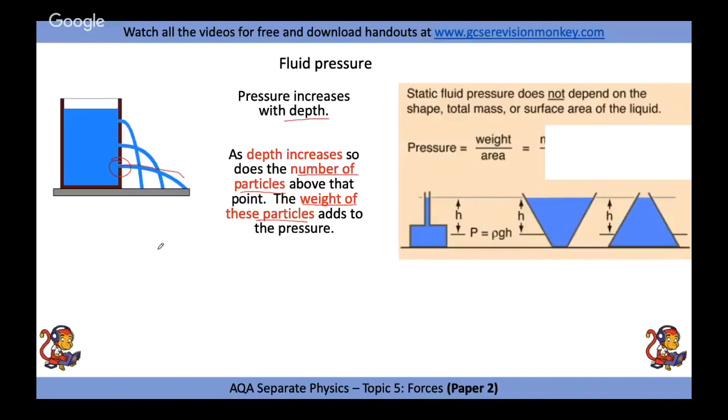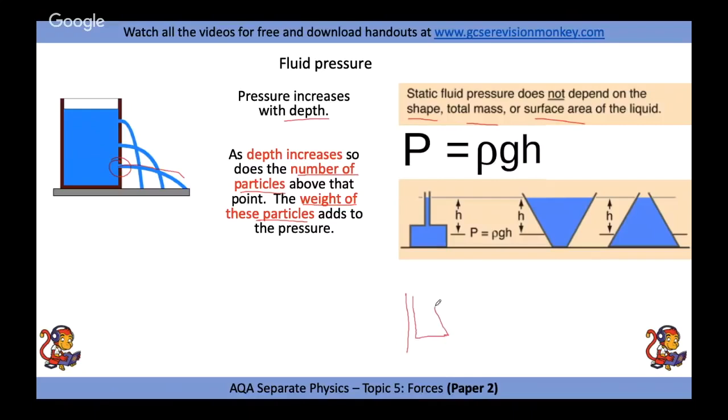Now, static fluid pressure does not depend on the shape, the total mass, or the surface area of the liquid. We've seen a GCSE question where you have three weirdly shaped containers all connected together, and it showed you the level of water in one of them, and it wanted you to show the level of water in them all. The level of the water will be exactly the same because the pressure will be exactly the same, because the pressure isn't dependent on the shape of the container.